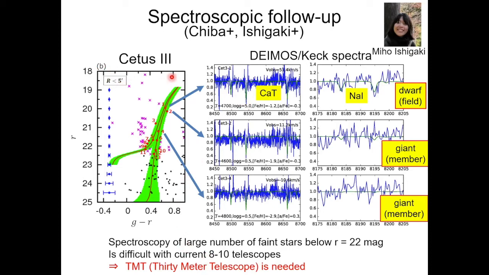For example, in Cetus 3, there are only a small number of RGB stars. So we have already obtained some spectra using Keck DEIMOS. This work is led by our colleague Miho Shigaki, and is now going on. But as you see, many member stars are much fainter than, say, R of 22nd magnitude. Right now, with the current 8 to 10 meter telescopes, it is impossible to obtain spectroscopy for such faint stars. So we really need a 30 meter telescope, TMT, for spectroscopic follow-up of these faint stars. The final decision on whether this is really a satellite will be made when the TMT is up.